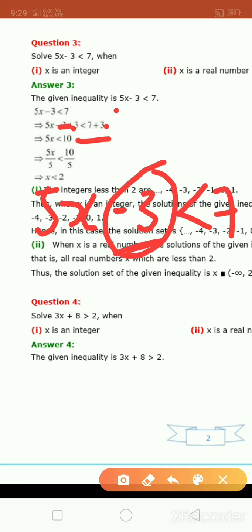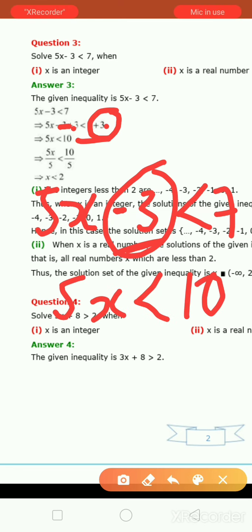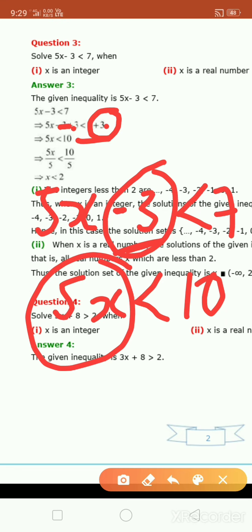You should not cancel on the right-hand side. You have to cancel on the left side, because if you want to make the x term alone, you will get 5x is less than 10. Now again, you can see 5x over here. What we can do here is just divide both sides by 5. So 5x divided by 5 is less than 10 divided by 5.